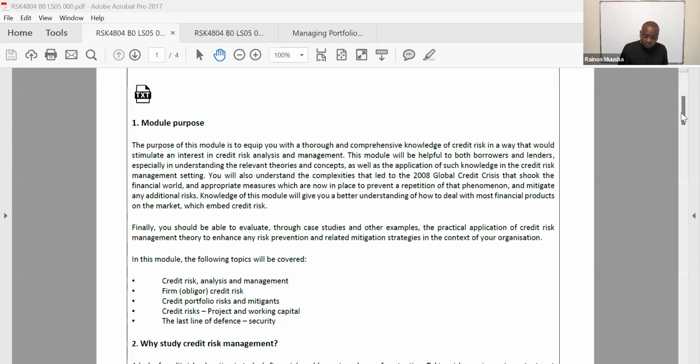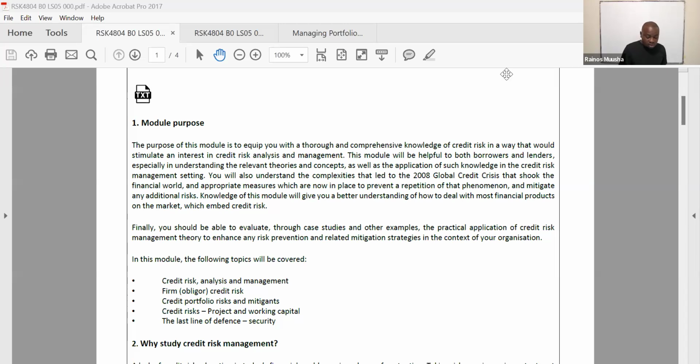thorough and comprehensive knowledge of credit risk in a way that would stimulate an interest in credit risk analysis and management. This module will be helpful to both borrowers and lenders, especially in understanding the relevant theories and concepts, as well as the application of such knowledge in the credit risk management setting. You will also understand the complexities that led to the 2008 global credit crisis that shook the financial world, and appropriate measures which are now in place to prevent a repetition of the phenomenon and mitigate any additional risk.